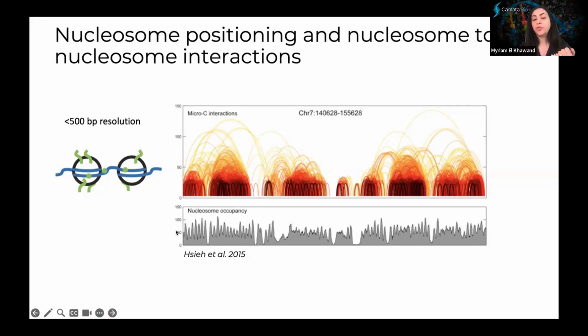So here on this track, you can see that each peak represents the position of a nucleosome. And then here with arcs, you can see the different interactions that are happening between nucleosomes. So this is another way of using the Hi-C data beyond the loop as a topological feature, and you're starting to ask questions around that building block of chromatin folding.